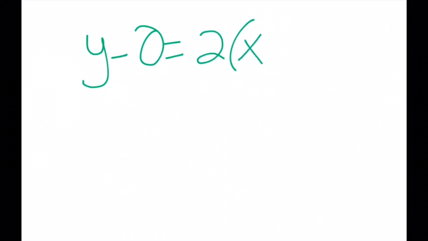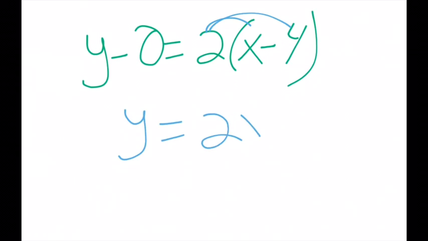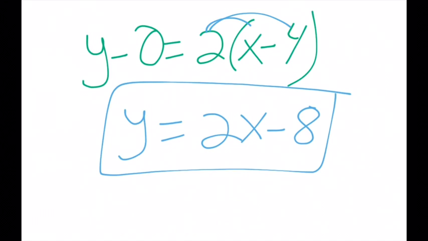So to plug that in, I have y minus 0 equals 2, parenthesis, x minus 4. We're going to distribute that 2 through. Y minus 0 is just y equals 2x subtract 8. So there's our answer for number 4.